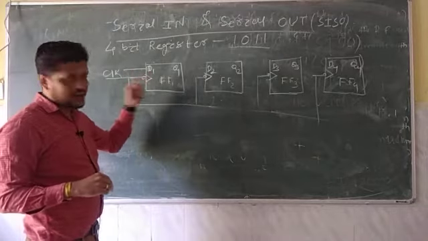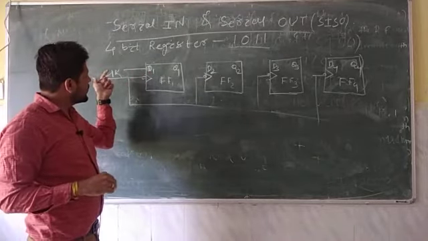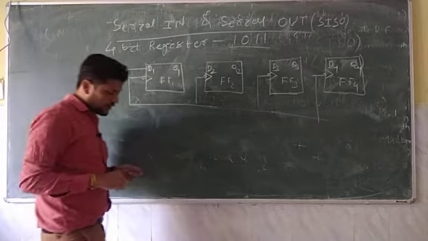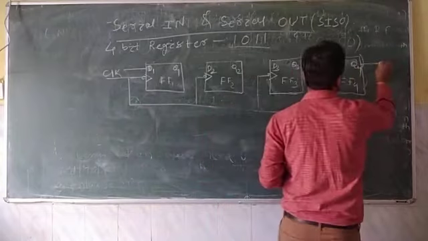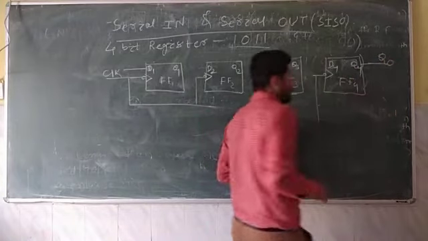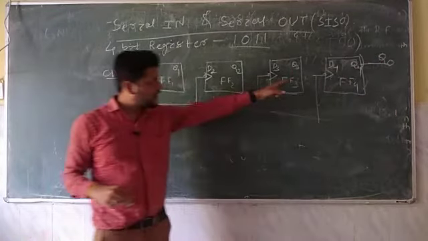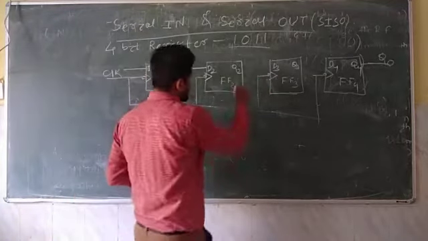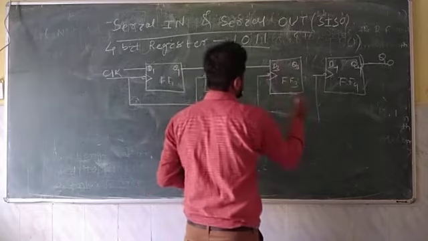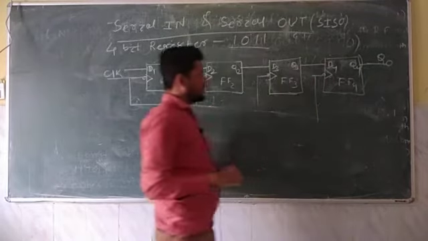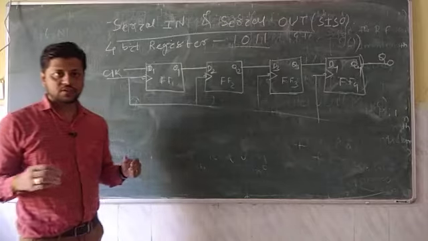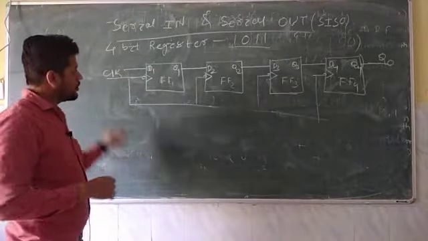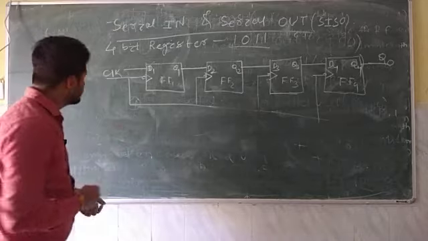Since this is serial in, you have to enter the data from the left-hand side. You use the leftmost flip-flop for entering data, and you get the output from the last one, Q4. Q1 is connected to D2, Q2 is connected to D3 and Q3 is connected to D4. Students, this is very easy compared to all the sequential circuits. Registers are very easy. If you understand one register, you can design all other registers accordingly.